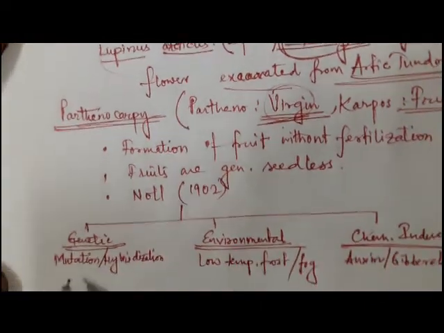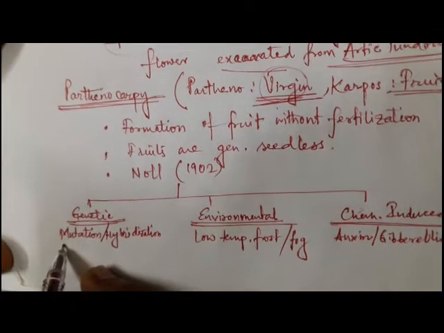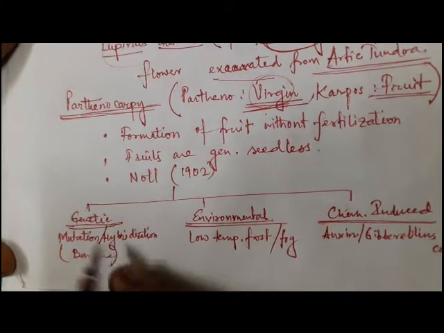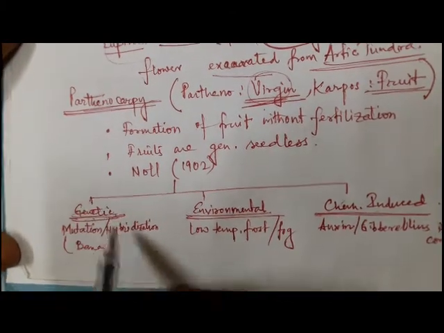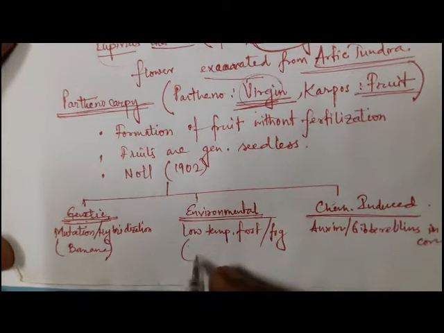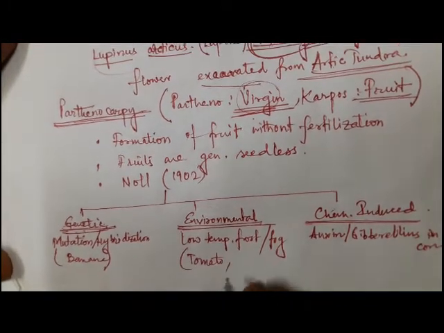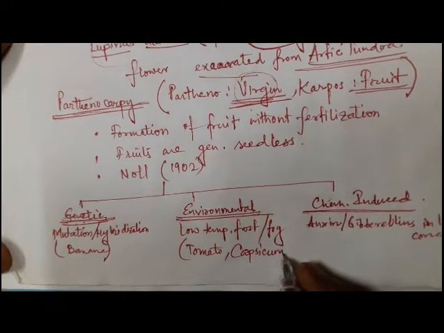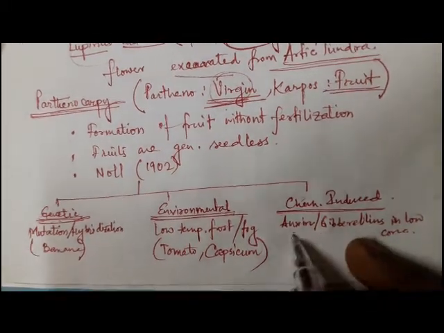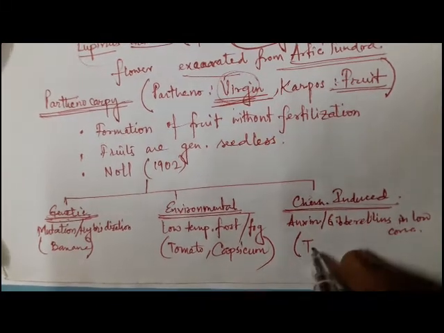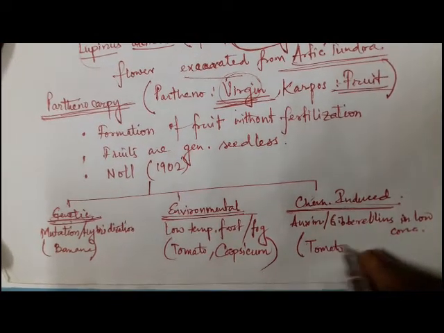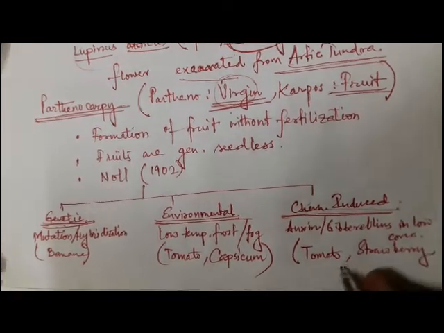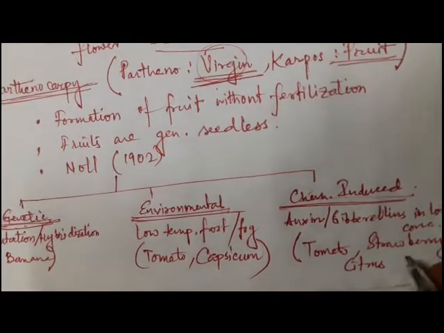Now I give you a few examples. Of the genetic type of parthenocarpy, we can talk of banana. If we talk of environmental, it can be tomato, it can be capsicum. At least 2 to 3 examples are always important to remember. In case of chemically induced, it has been tried on tomato, it has been tried on strawberry also, right? And you can also write about citrus fruit.